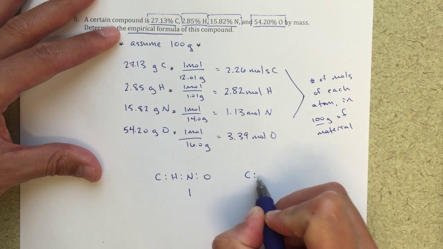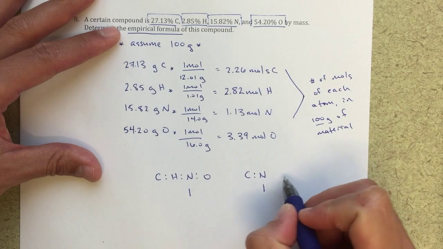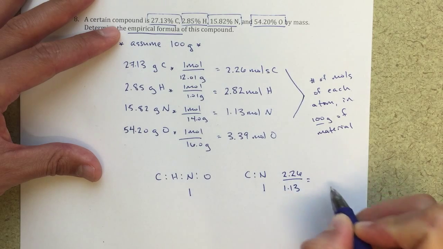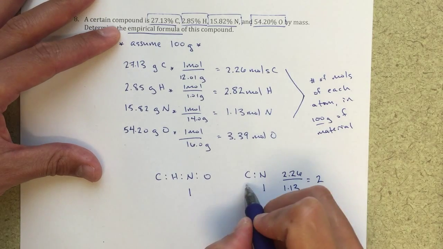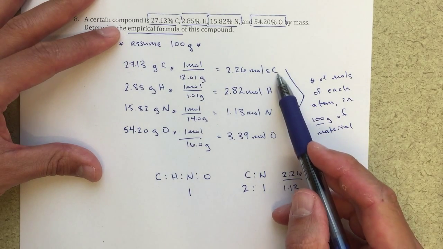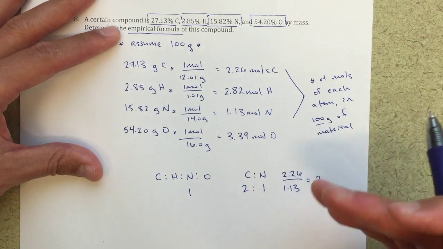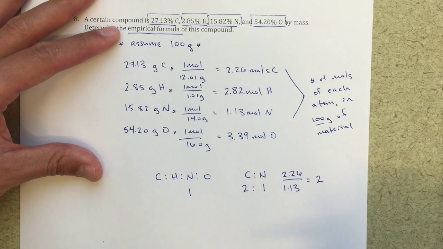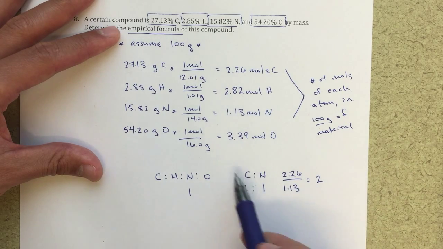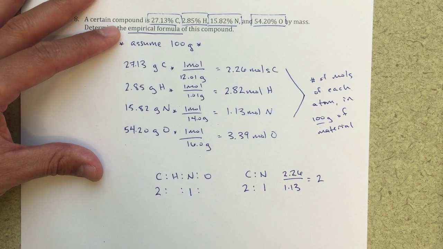So the first one I might do would be carbon to nitrogen. And this is going to be a 1. And then to solve this, I'm going to say 2.26 divided by 1.13. And I'm going to calculate that. That equals 2. So this little calculation here, this is me figuring out what the ratio of carbon atoms or moles is to nitrogen atoms or moles. And again, the ratio of moles is going to be the same as the ratio of atoms. It's just a simpler way for us to talk about it. So 2.26 divided by 1.13, that's a ratio of 2 to 1. So for every 2 carbon atoms I'm going to have 1 nitrogen atom.